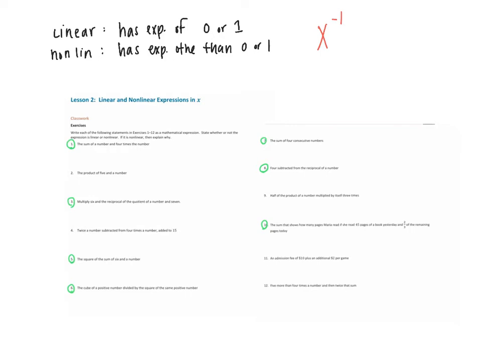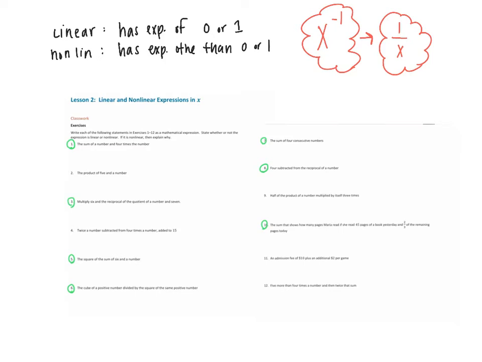But I wanted to tell you that x to the negative first power is the same as 1 over x. Okay? So that's what that looks like. So if we ever see something like this, when we're simplifying these expressions down below, know that this is the same as this. And if it's this, x to the negative first power, anything to the negative first power, then it's going to be nonlinear.